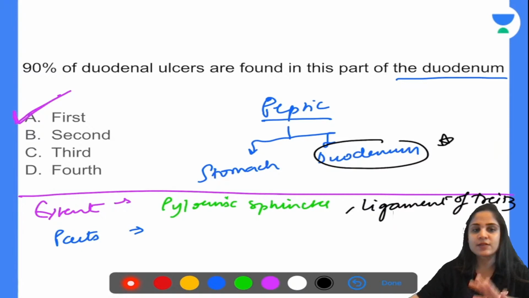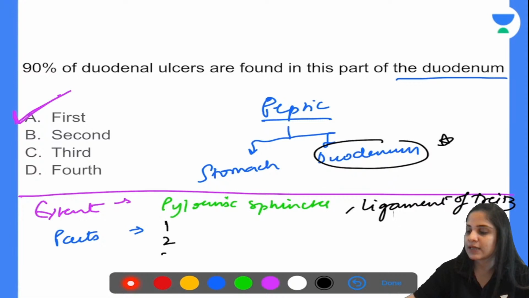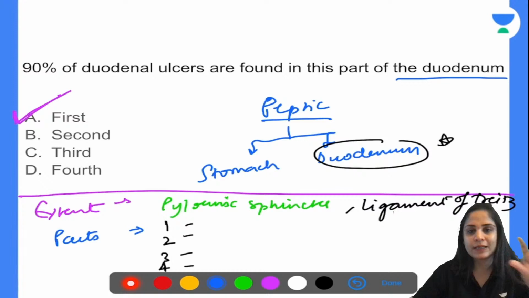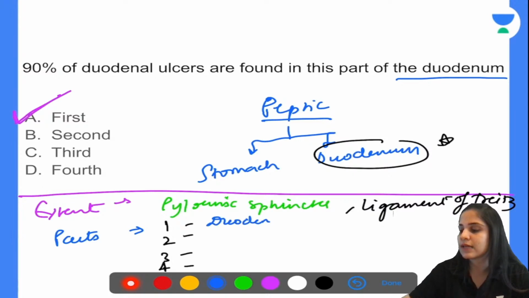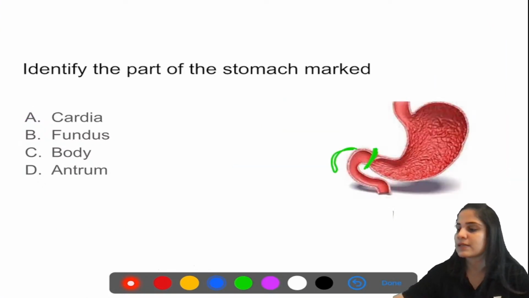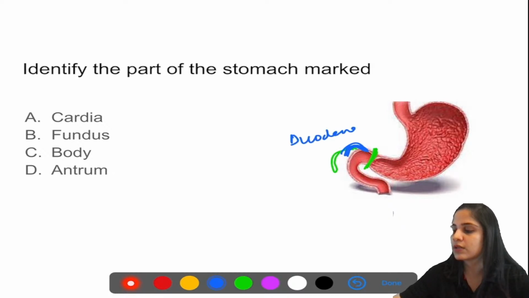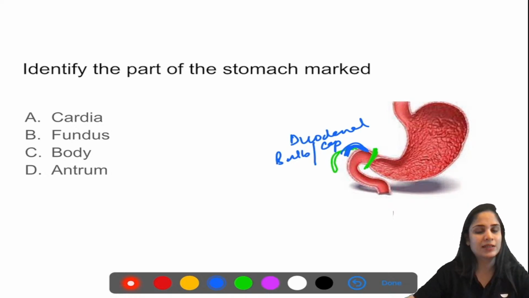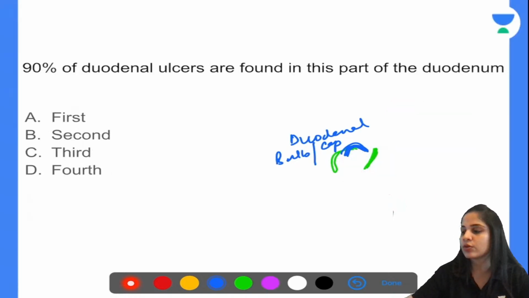Next thing that they will ask you is what is significant about each part of the duodenum. First part, second part, third part, and fourth part. So I'll tell you a one-liner for each. First part of the duodenum: as I told you, 90% of duodenal ulcers occur in the first part of the duodenum. It is also called a duodenal bulb. It looks like a cap, so it can also be called a duodenal cap.